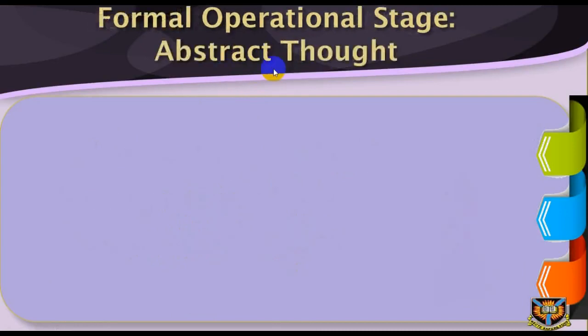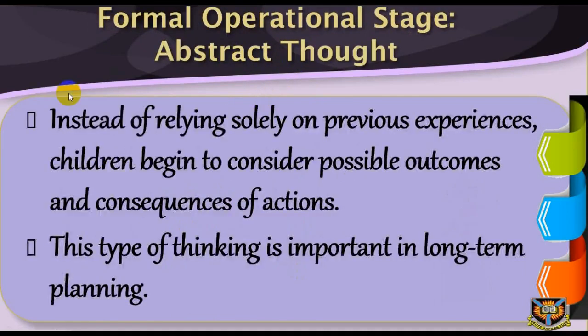Abstract thought. While children tend to think very concretely and specifically at early stages, the ability to think about abstract concepts emerges during the formal operational stage. Instead of relying solely on previous experiences, children begin to consider possible outcomes and consequences of actions. This type of thinking is important in long-term planning.